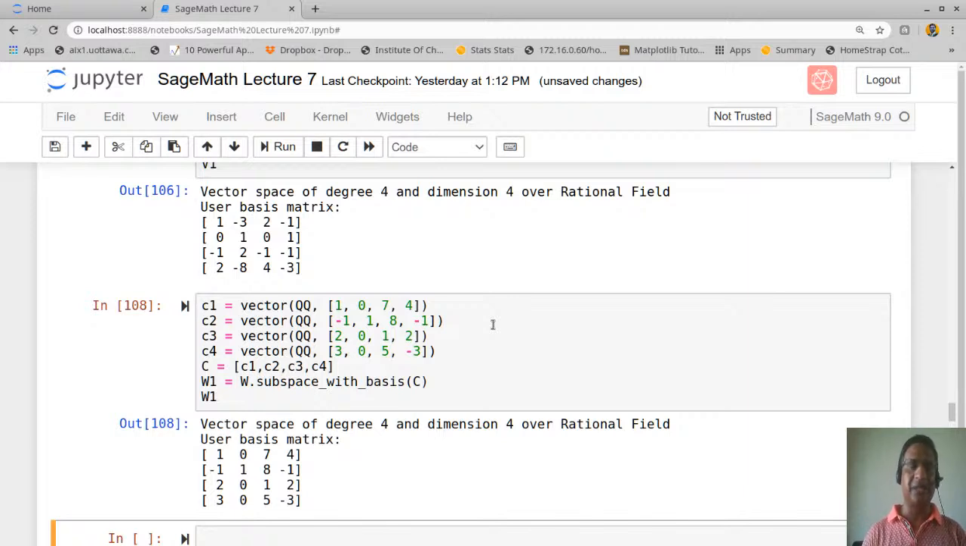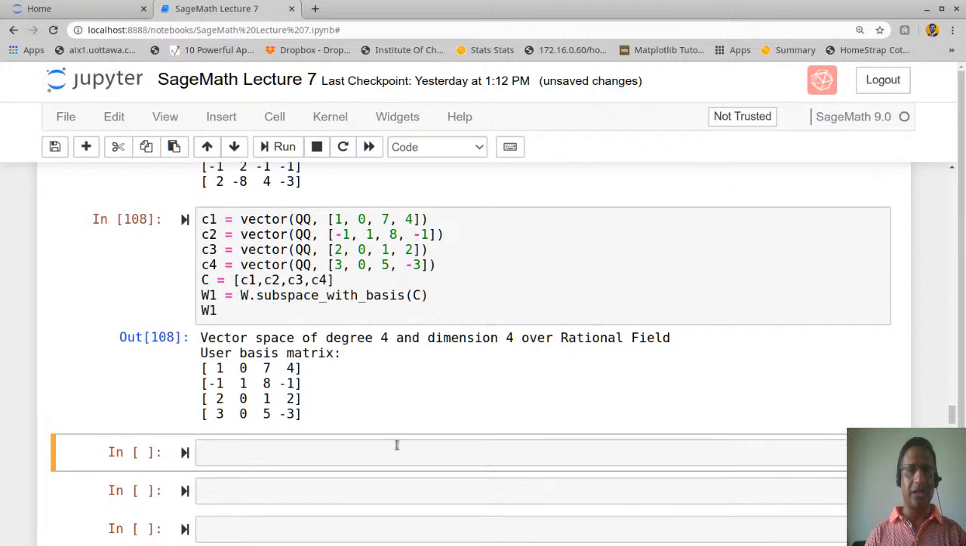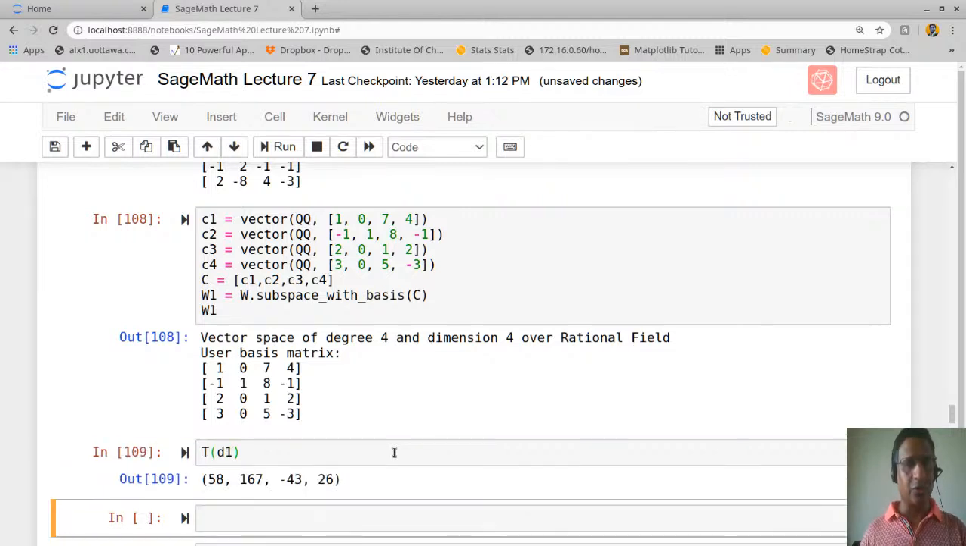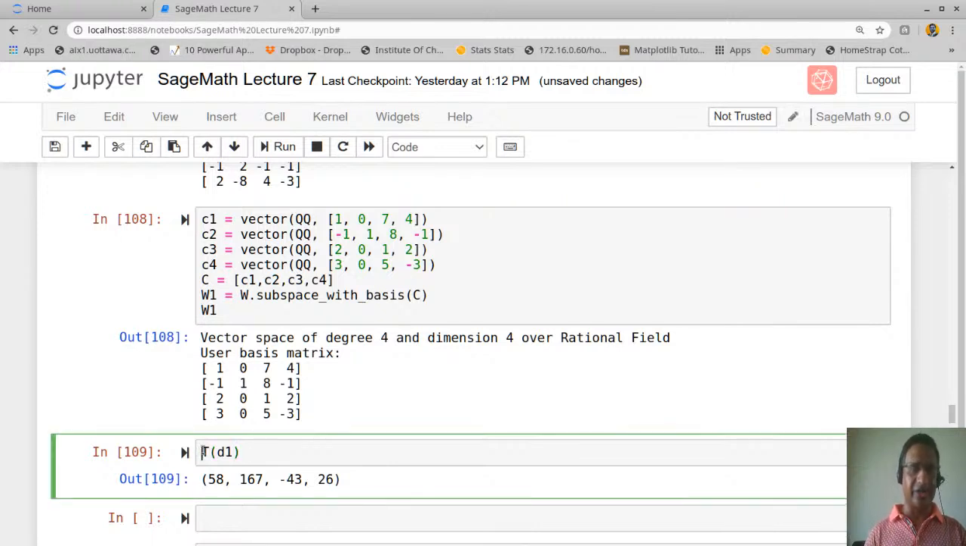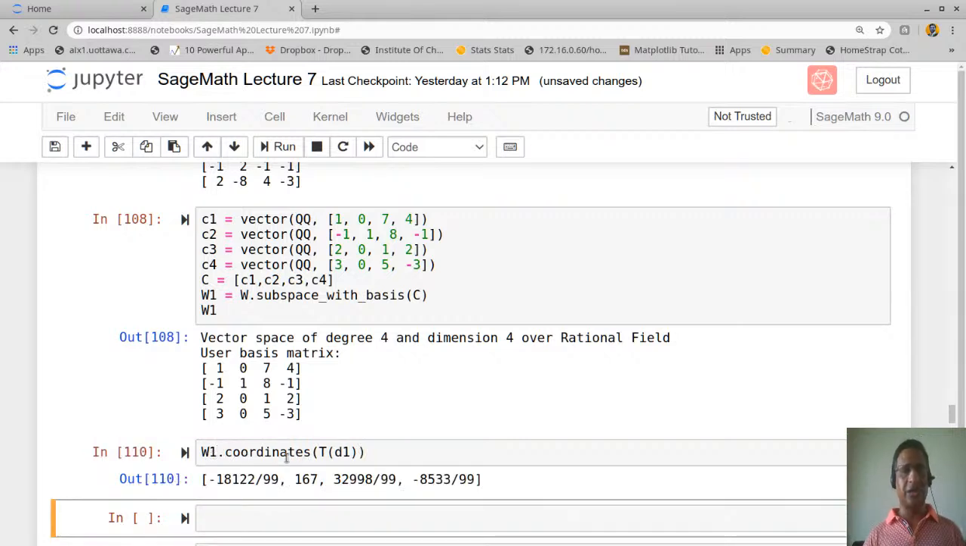So you have to simply write, take image of t of c1. So for example you can take t of d1. This will be a vector in the codomain, and then you find the coordinate of this with respect to the given basis. So I have to simply say w dot coordinates of this with respect to w1. So I have to say w1. Okay, so this will be the first column.